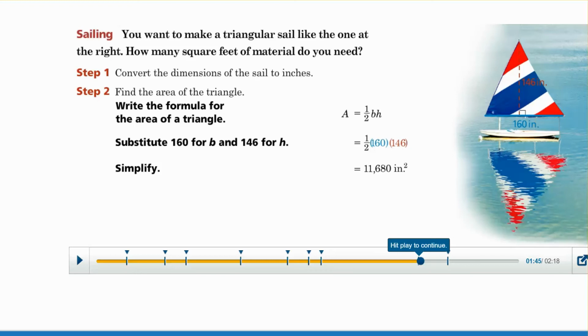But now here's where we sometimes forget that it asks us to convert it into square feet. So we have the 11,680 square inches. We need to convert that into square feet. And people mistakenly divide by 12 at this point. The problem here is that we have square inches into square feet. So we need to divide by 12 twice. And you're going to see that here as we finish the problem.